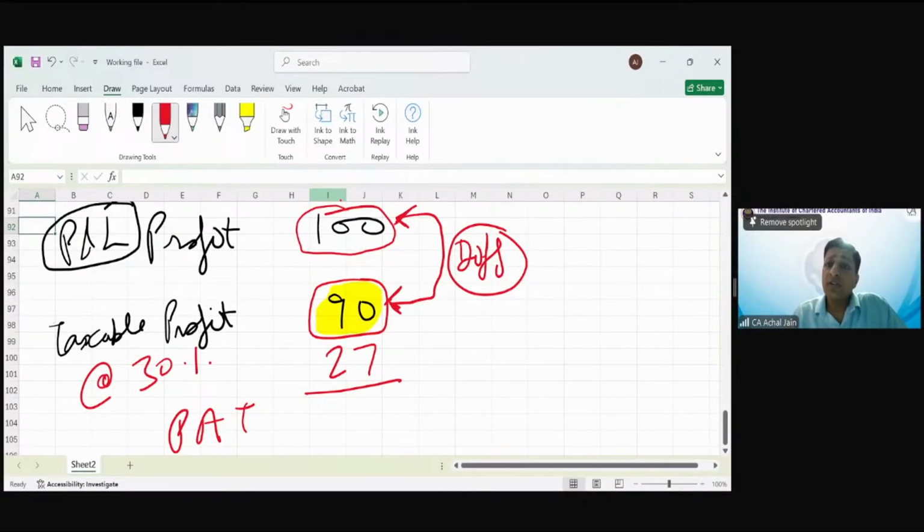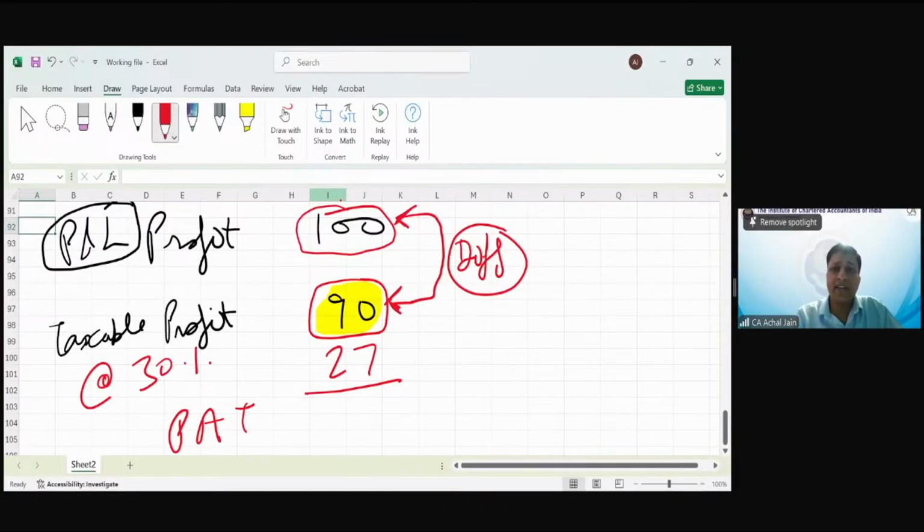So what do you call those differences as? Timing differences. Those are called timing differences. On such timing differences, a tax is required to be computed. Why? Because we follow the accrual concept.